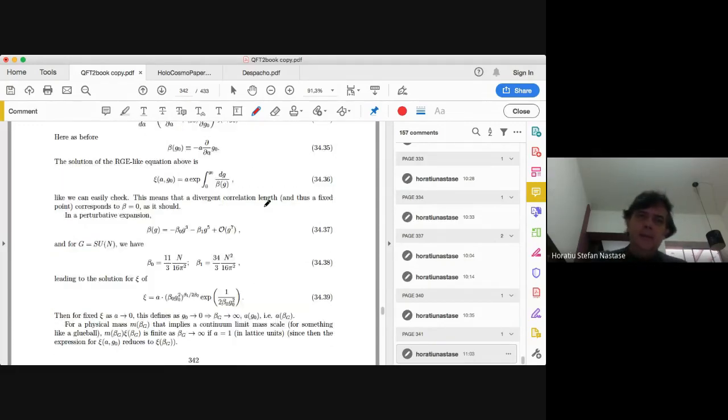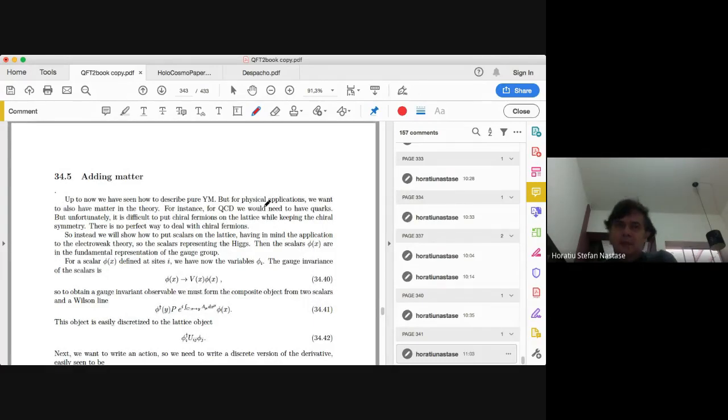But we know that we want QCD, and that means we want things like quarks. I should therefore tell you how to put quarks on the lattice, but unfortunately the quarks are chiral fermions, fermions with given chirality, and putting them on the lattice while keeping chiral symmetry is difficult. There are various ways to do it. People do it, but there's no perfect way, and therefore the discussion of how to put QCD on the lattice itself would be too long, and people are writing many papers on that. So instead, I'll describe a simpler case, the case of putting a scalar on the lattice, which is also a type of matter.